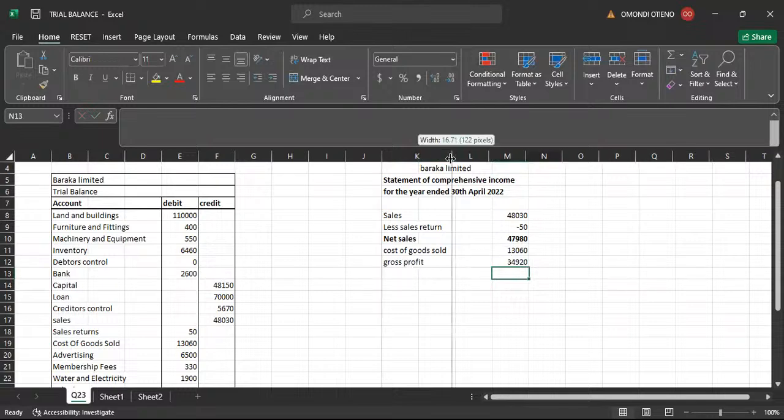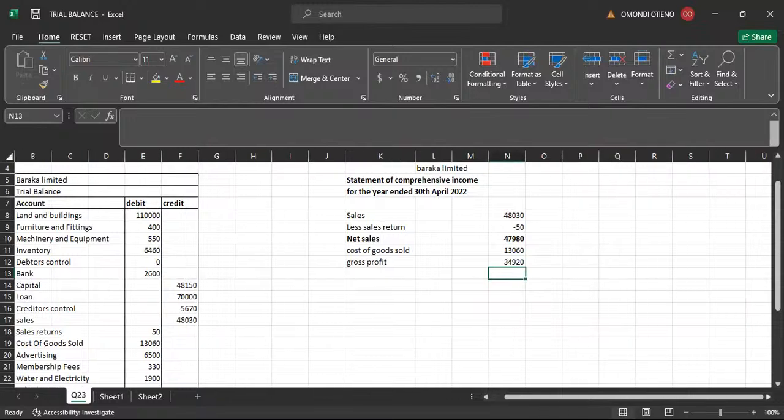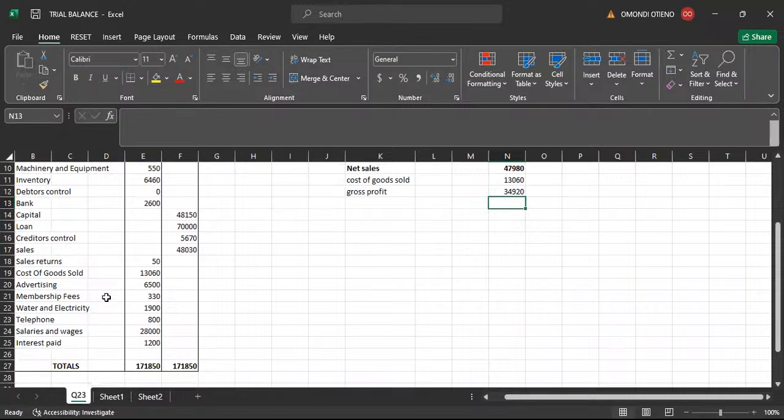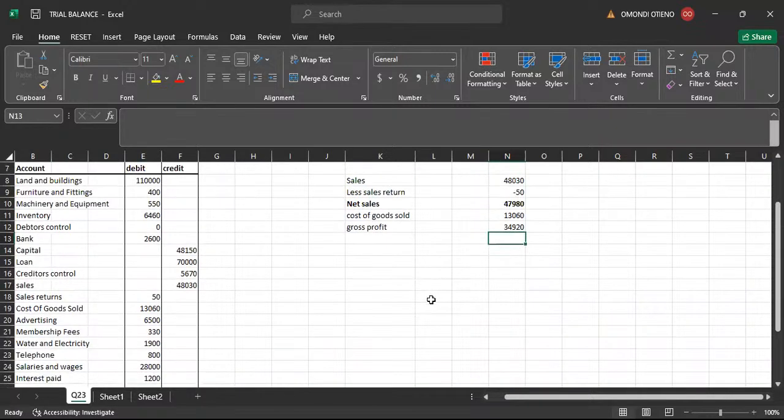I don't want to proceed beyond that point before I confirm that we are together. Just confirm to me that all of us are having 34,920 as our gross profit. That is what I want you to confirm to me, that all of us are having 34,920 as our gross profit.